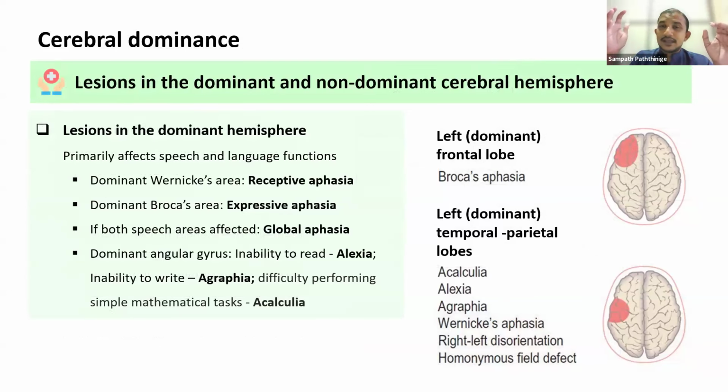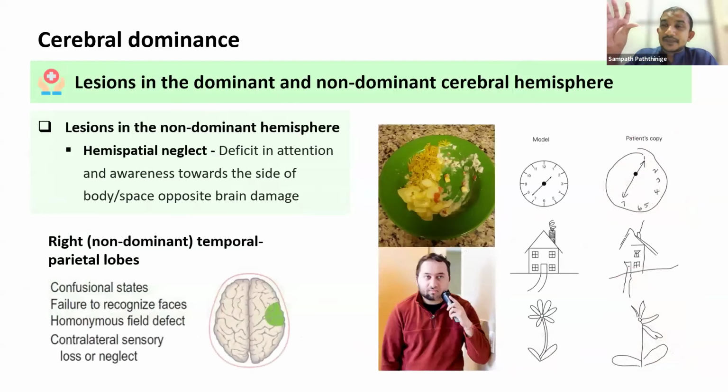So if the dominant hemisphere is affected, they will basically have language issues, right? So they will have aphasia, receptive or expressive aphasia. They will have problems in reading, writing, doing calculations, right? The alexia, agraphia, acalculia. So all those are kind of mathematical and language functions. But if the non-dominant hemisphere is affected, that is mainly about the recognition of space, right? So you can see, these are interesting cases.